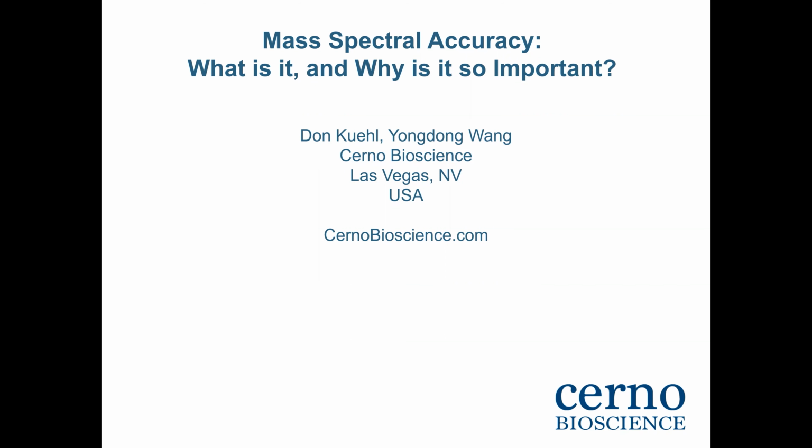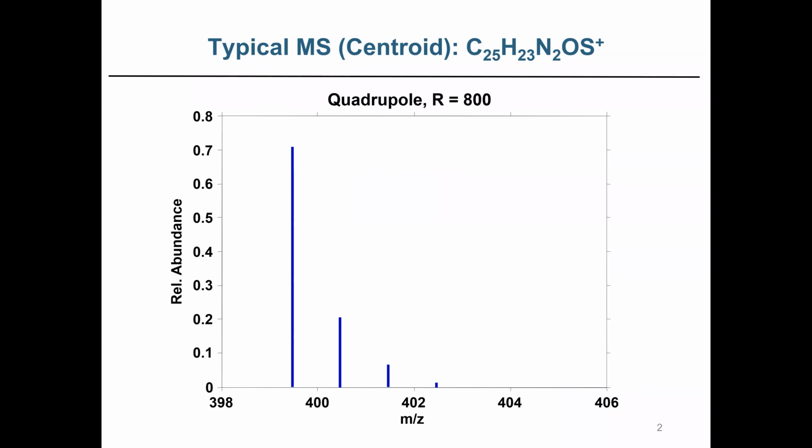So let's get started. The topic today is mass spectral accuracy. What is it and why is it so important? First off, just a little background. This is a typical ion profile, LCMS for the molecular ion of the compound C25H23N2OS. And if you run your mass spec at a quadrupole, for example, at resolution 800, this is typically what you'll see.